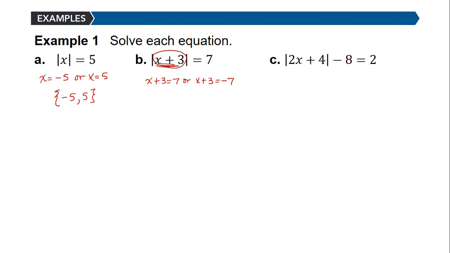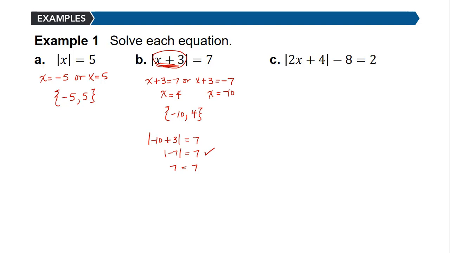We can solve those equations by subtracting 3 to get 4 or -10. So the solution set is -10, 4. Now also we can plug in to check, right? If I substitute -10 in place of x, -10 plus 3 in the absolute value, is that equal to 7? Yes, because that gives me absolute value of -7. Is that 7? Yes, it is. So remember that we're trying to find what values of x make that equation true.